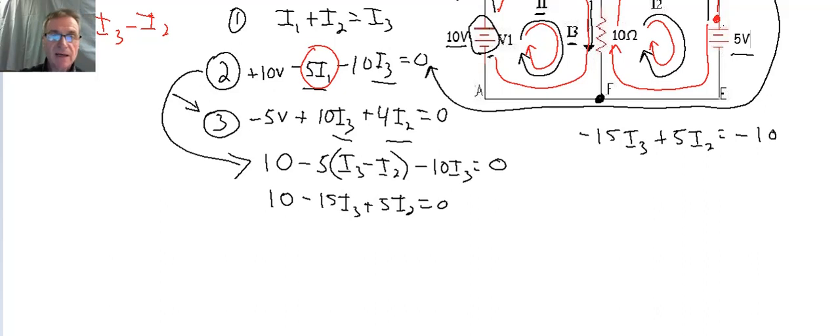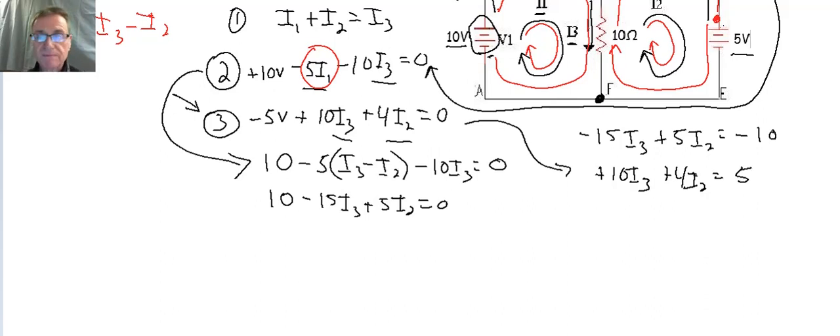Now I can look at equation 3 up here. It has an I3 in it and an I2 in it, so I'm going to use that equation as well. I'm going to move that over here, and I'm going to move the 5 volts over to the other side. So this becomes positive 10 I3 plus 4 I2 is equal to 5.